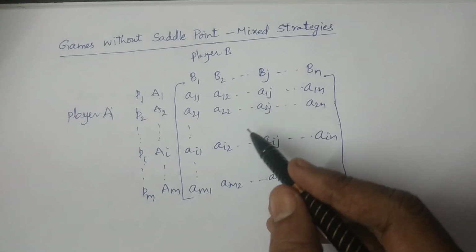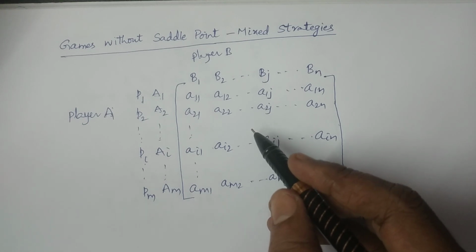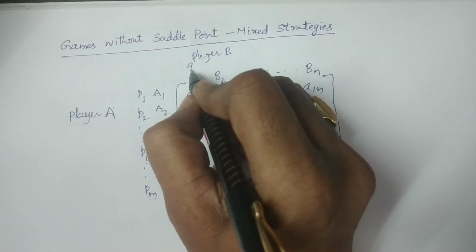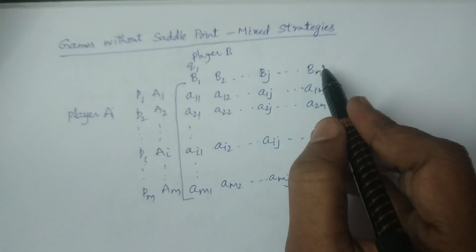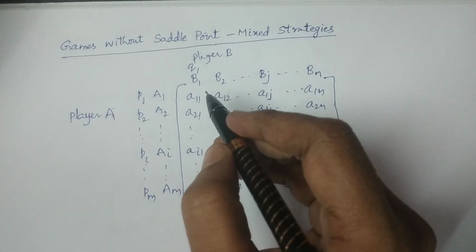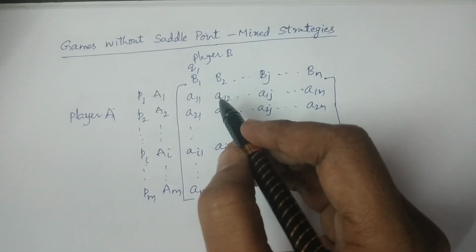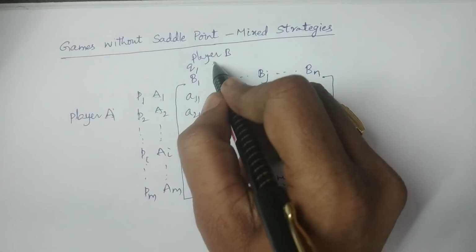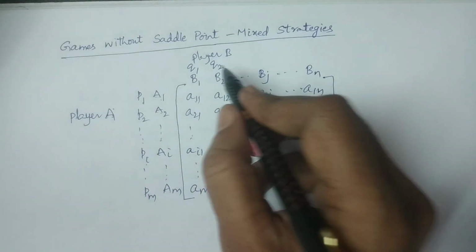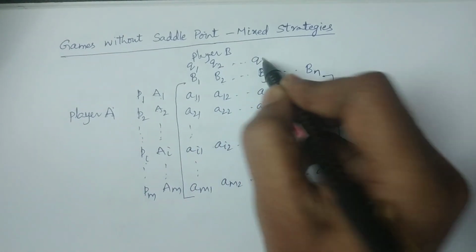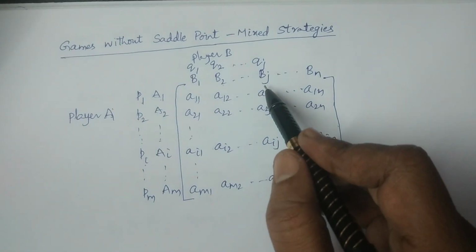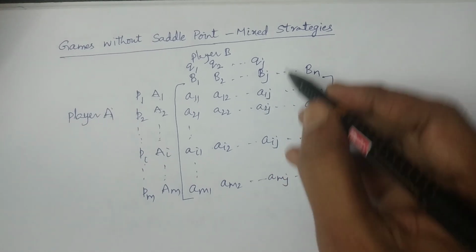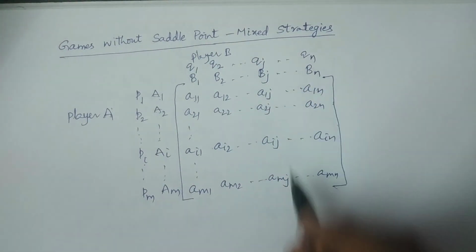Similarly, you consider probabilities of selecting the strategies of player B, denoted by q. You write it just above the B, so that it is convenient: the probability of selecting the first strategy B1 is q1, the second strategy B2 is q2, and so on. I'm considering qj is the probability of selecting the jth strategy, in general Bj, of player B, and so on, and qn is the probability of the last one, right?